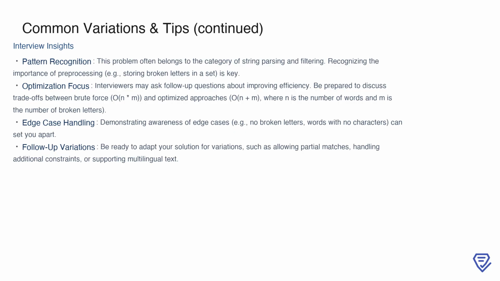Demonstrating awareness of edge case handling is another way to stand out. For example, explaining how you'd handle scenarios with no broken letters or words that contain no characters shows thoroughness. Finally, be ready for follow-up variations of the problem. These could include allowing partial word matches, introducing additional constraints, or adapting the solution for multilingual text. Being flexible with your approach is key.